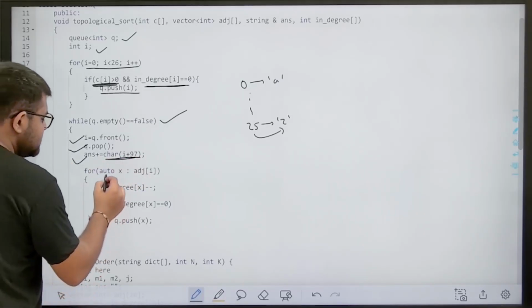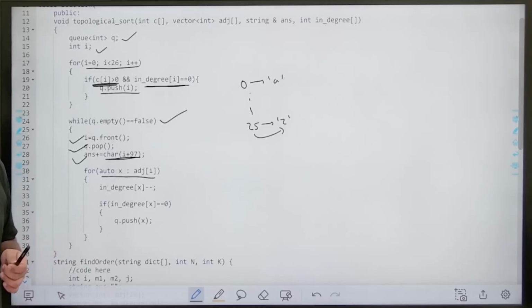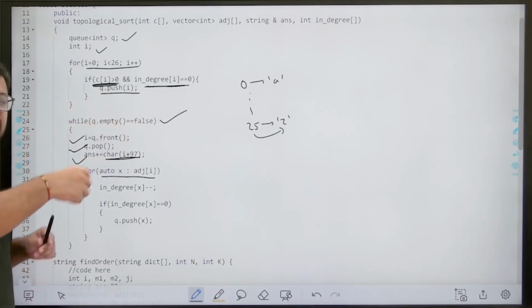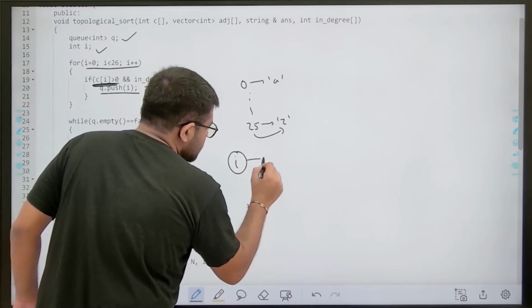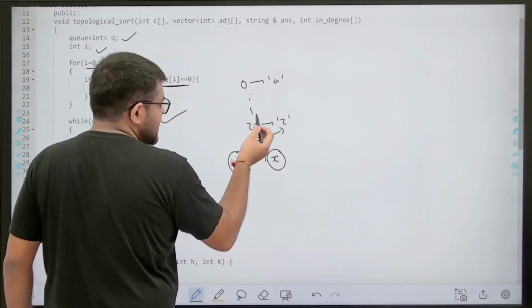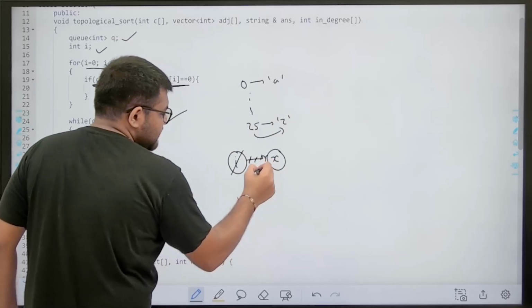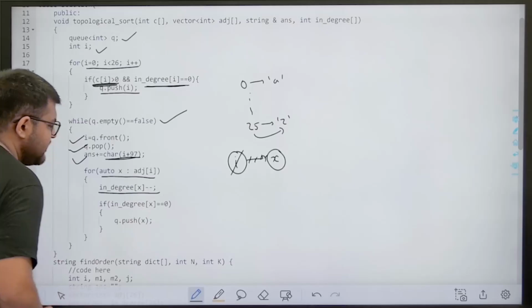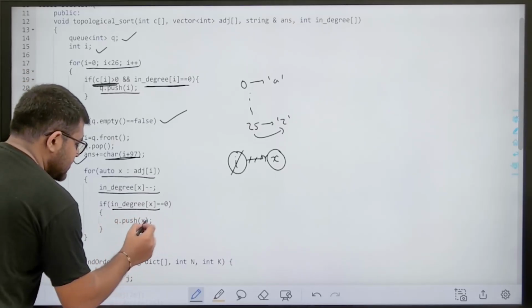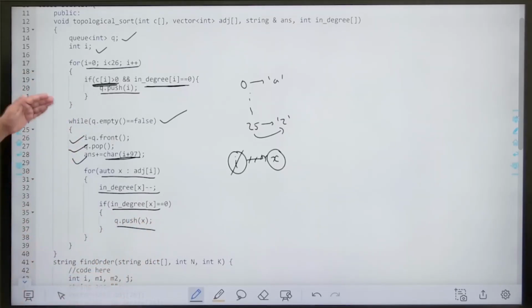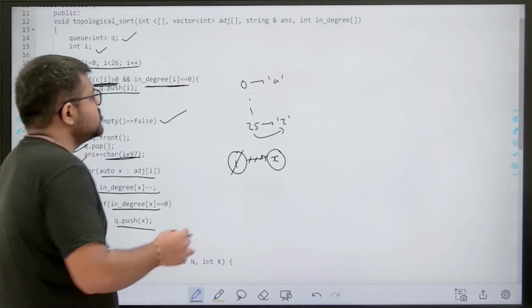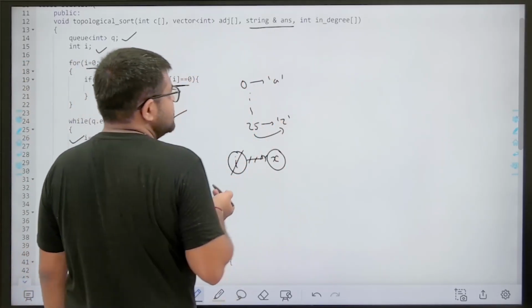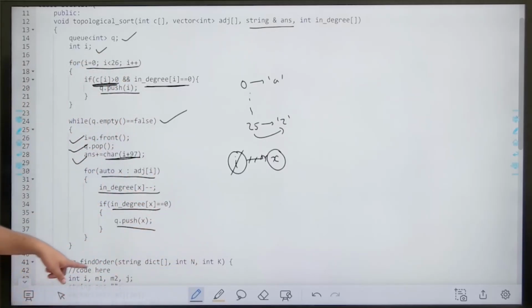Now for all the elements which are in the adjacency list of I, I need to nullify the effect of the edges starting from I to somewhere. So if from I to X there is an adjacency list, since I have added I to my answer, I need to nullify this effect. So for all the elements which are in the adjacency list of I, make in degree of X minus minus, and if in degree becomes 0, add it to the queue, and repeat this process until queue is empty, and you will get a topologically sorted order in your answer variable. Also remember, I have passed my string as reference, because I have declared it in the find order function.